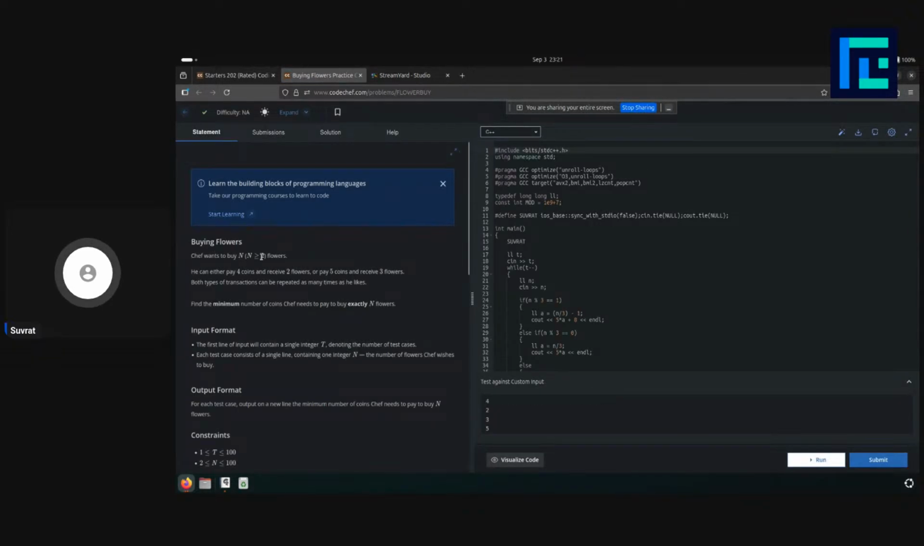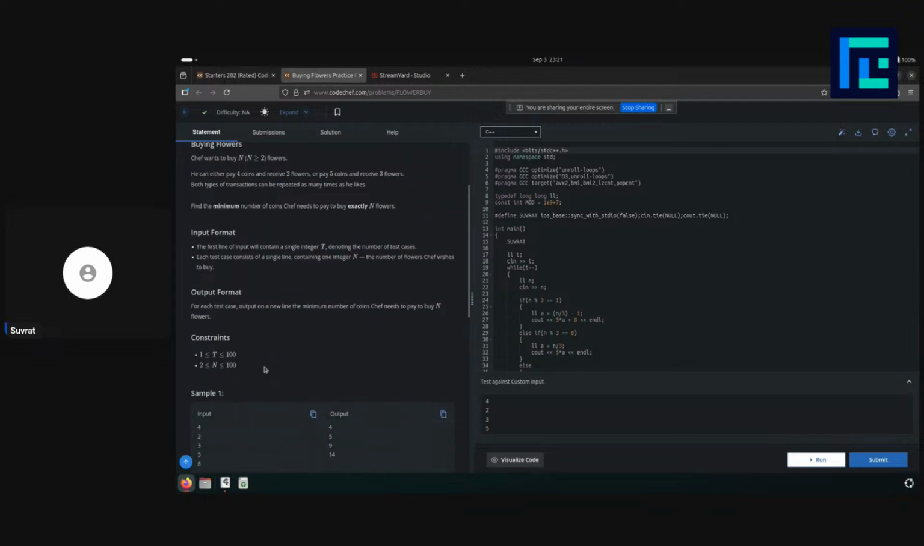Problem A, buying flowers. Chef wants to buy n flowers. He can either pay 4 coins and receive 2 flowers or pay 5 coins and receive 3 flowers. Both types of transactions can be repeated as many times as he likes. Find the minimum number of coins chef needs to pay to buy exactly n flowers. There are 100 test cases, and for each test case n is 100.